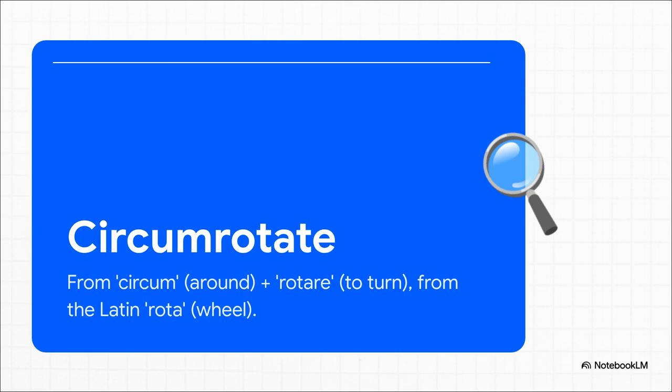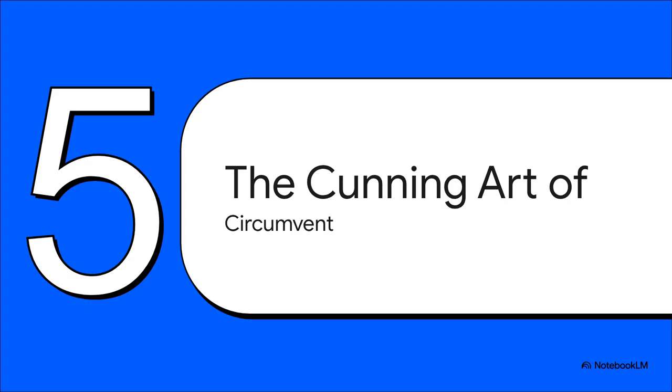And I mean, think big. The moon circumrotates the Earth. The Earth, in turn, circumrotates the sun. You could say our entire existence is just one continuous circumrotation. All right, time for our final word. And this one feels a little different. It's more strategic. It's about the cunning art of getting around something.